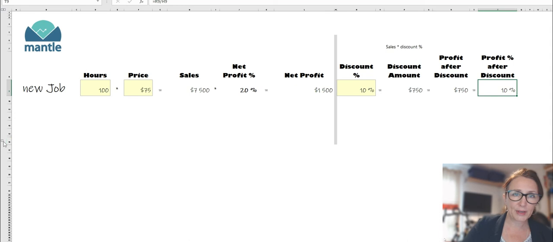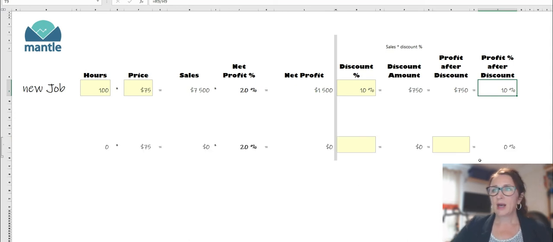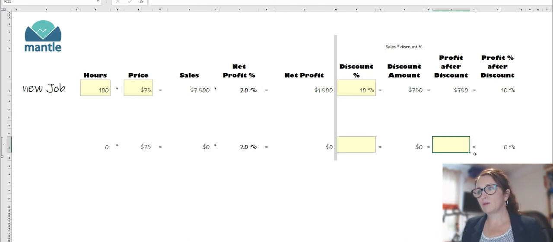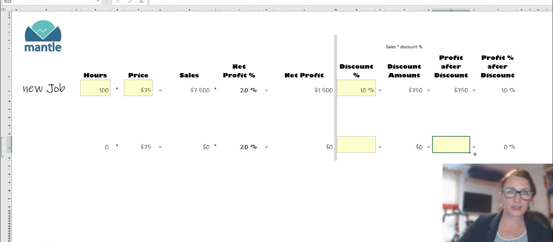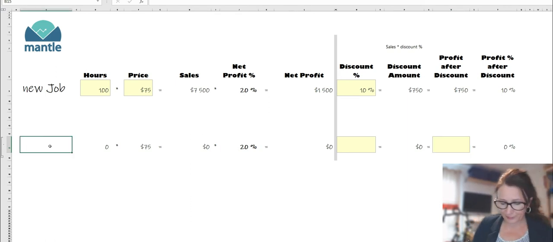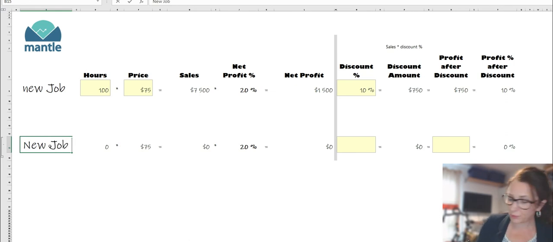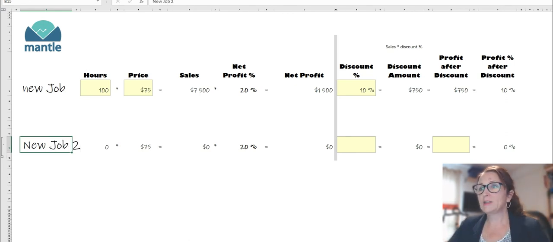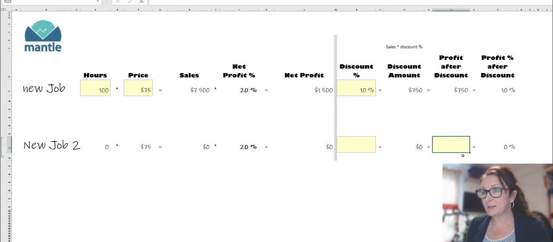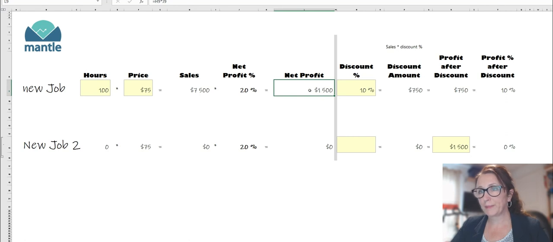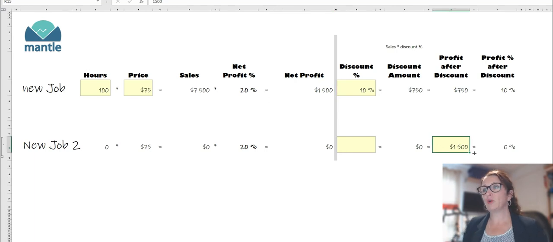Let's open up this scenario here, scenario 2. And let's say that we roll along a few months and we're faced with a similar situation whereby there's a new job that we have a chance to do. So let's just call this new job 2. And this time, we decide we need to make $1,500. That's what we should have made on the first job. We should have made $1,500 if we hadn't given away the discount. So this is going to be our floor this time. We need to make $1,500.